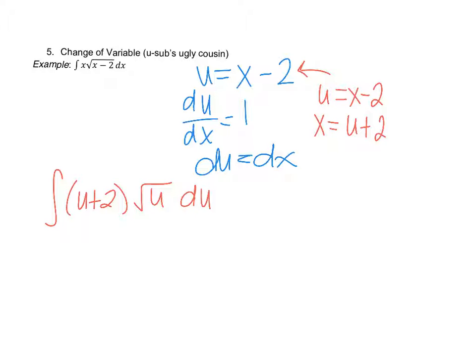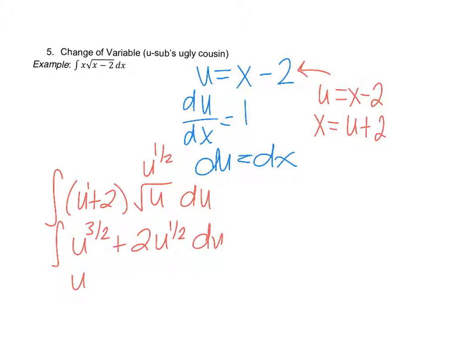Okay, so I can just distribute this now. The square root of u times u, remember, u to the 1/2, so u to the 1/2 times u to the first is going to be u to the 3/2, because I'm going to add my exponents, plus 2 times u to the 1/2 du. And now this is just a simple integration. Add 1 to the exponent, divide by it.